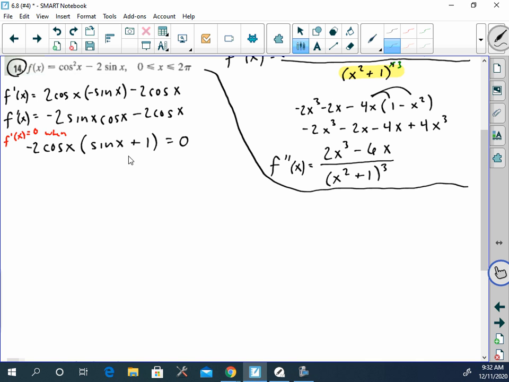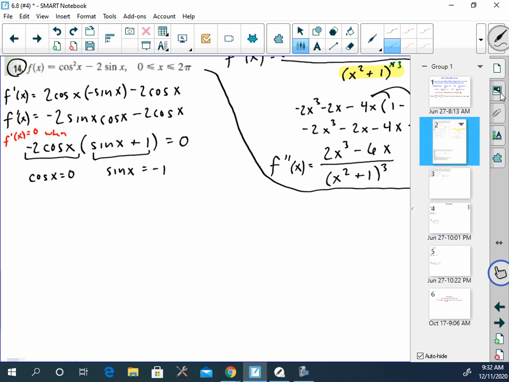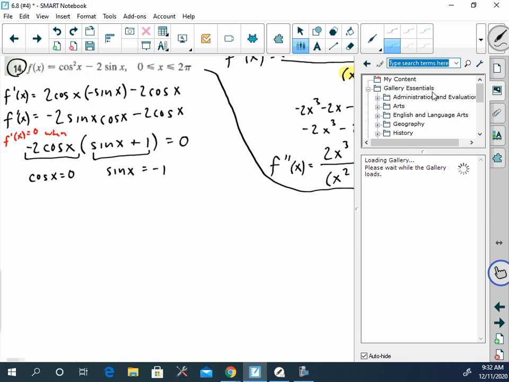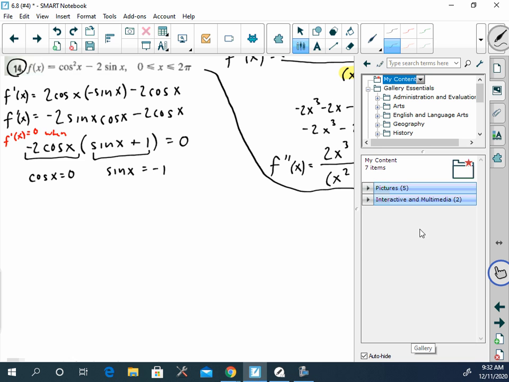And then we set each of these factors to 0. So when this is 0, it's just when cosine is 0. And when this is 0, wouldn't I subtract the 1 on over? So it would be when sine of x is negative 1, right? Now if you don't know your unit circle, it is worth memorizing or getting tattooed on your body somewhere, okay?